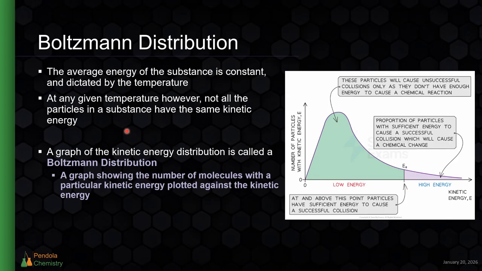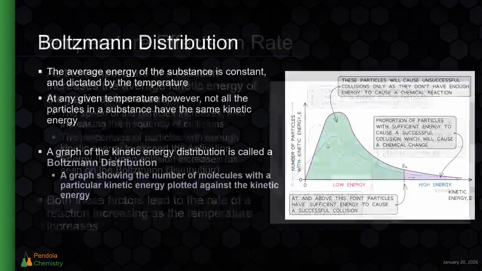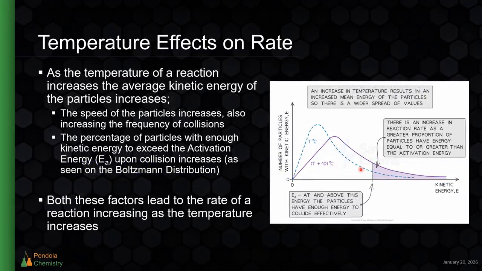So let's look at how we compare them. The most common comparison for Boltzmann distributions is to look at the same reaction at two different temperatures, one above the other. So a low temperature and a high temperature. As the temperature of a reaction increases, the Boltzmann distribution shape changes. So let's look at these two Boltzmann distributions here. The dashed blue Boltzmann distribution, which we saw, I believe, earlier here, represents the kinetic energy of the particles at a specific temperature T.